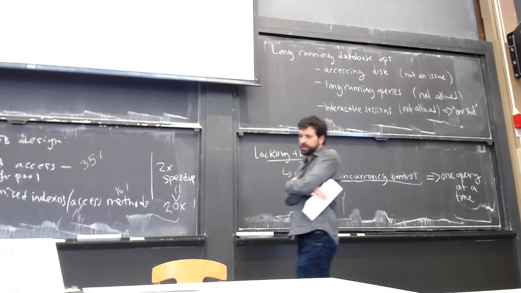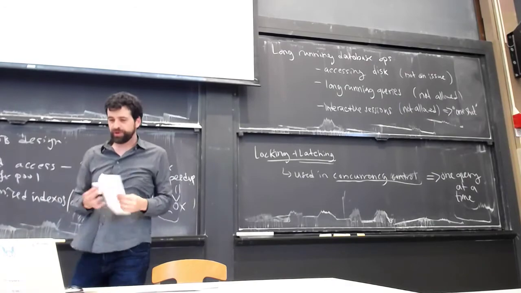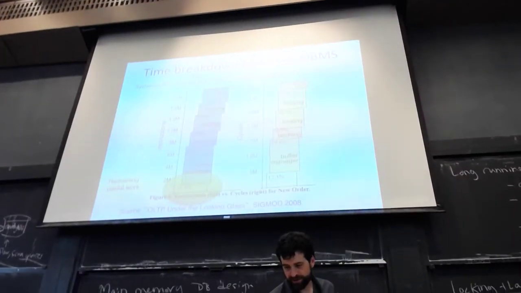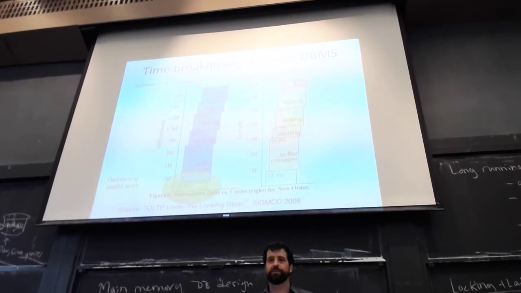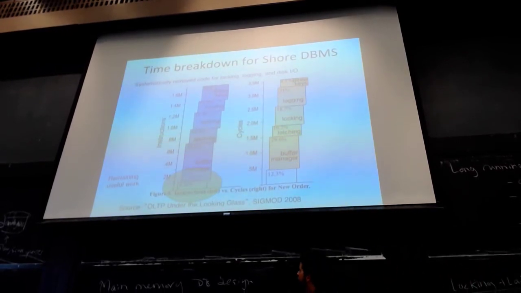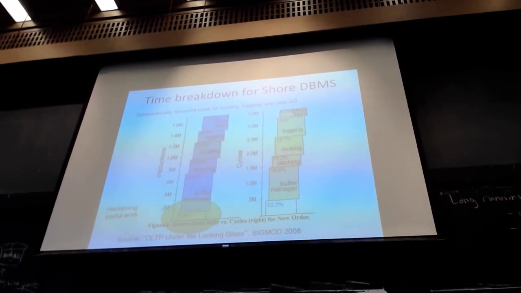Okay, so what this has gotten us at this point is that we got rid of the buffer pool, we got rid of latching, we got rid of locking, we got rid of B trees, and we're left with this 11% for blocking. And I would say this is the weakest part of the paper, but let's talk a little bit about the design.